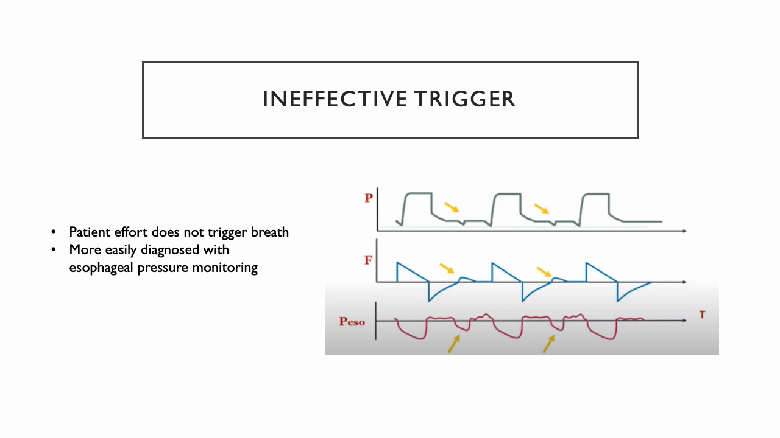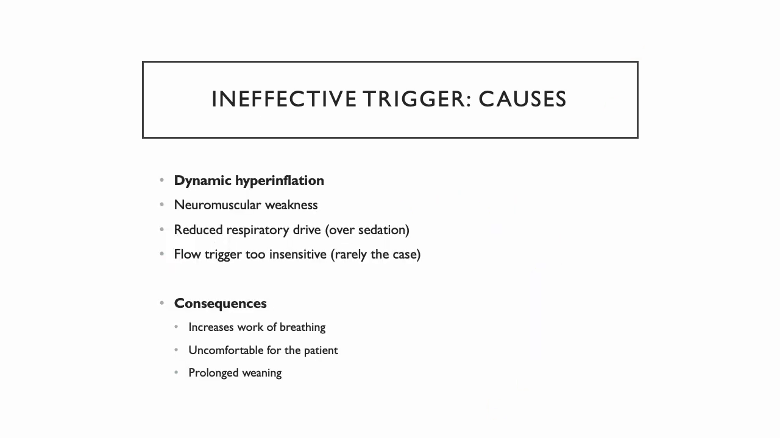an inspiratory effort. Causes of ineffective trigger include dynamic hyperinflation, which is the most common cause we see in patients with asthma or COPD. Other causes include neuromuscular weakness, reduced respiratory drive due to oversedation, or that the flow trigger is said to be too insensitive, but this is rarely the case. The consequences of ineffective triggering are that of an increased work of breathing. It is uncomfortable for the patient and will result in prolonged weaning.